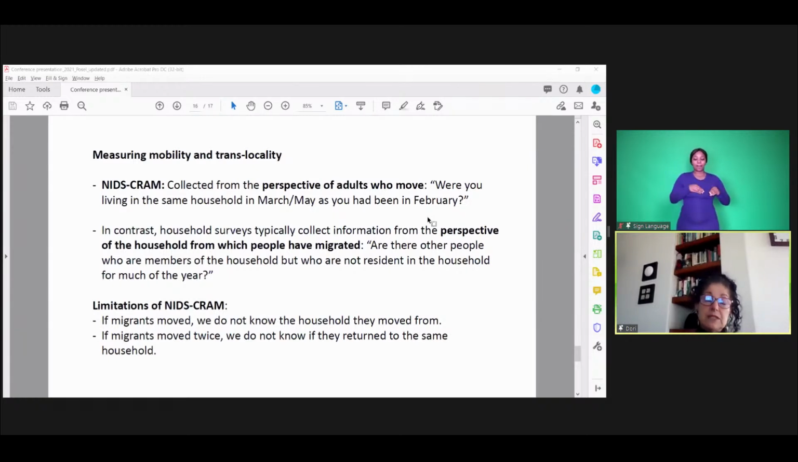The NIDS CRAM data are distinctive because they collected information on mobility from the perspective of adults who move, where people were asked, were you living in the same household in March or in May as you had been in February? This is in contrast to household surveys that typically collect information, as I mentioned, from the perspective of the household from which people have migrated. In other words, people are asked, are there other people who are members of the household but who are not resident in the household for much of the year?